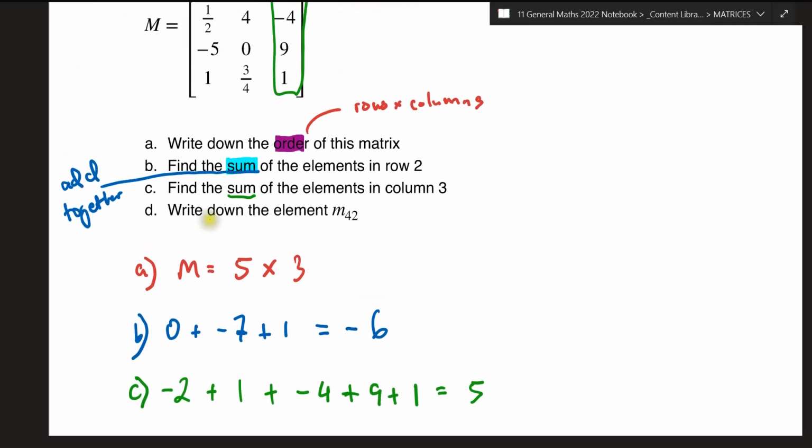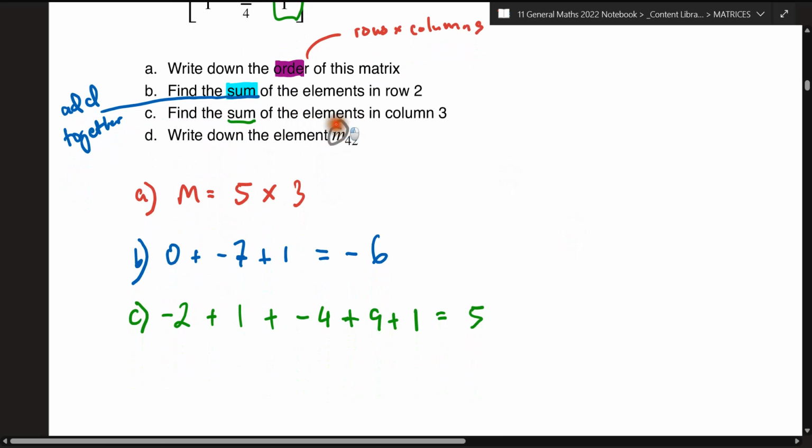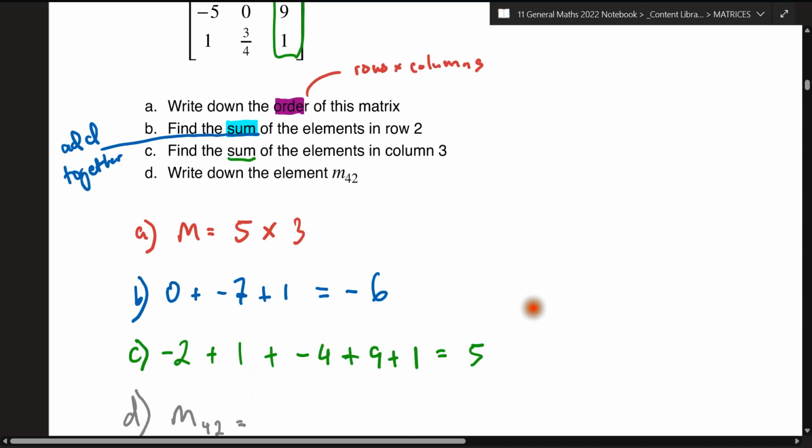Question D. Write down the element for M42. So remember what that's saying. In matrix M, what is in row 4, column 2? So M42 is row 4, column 2.